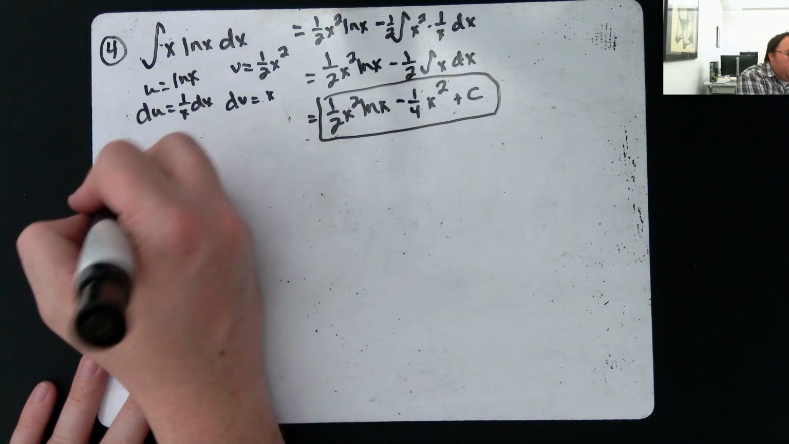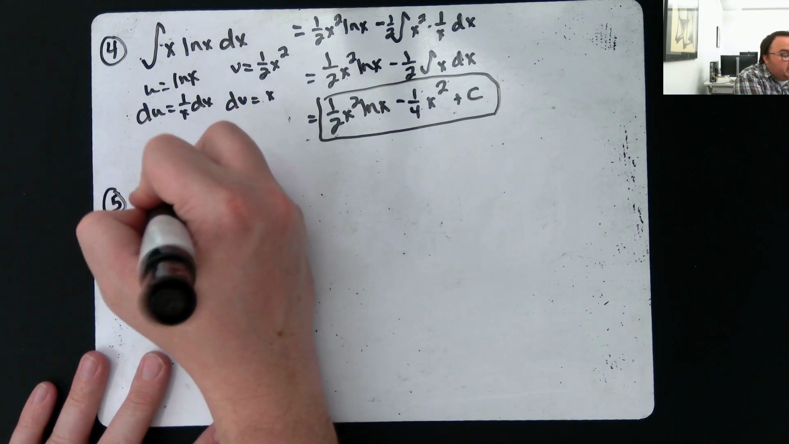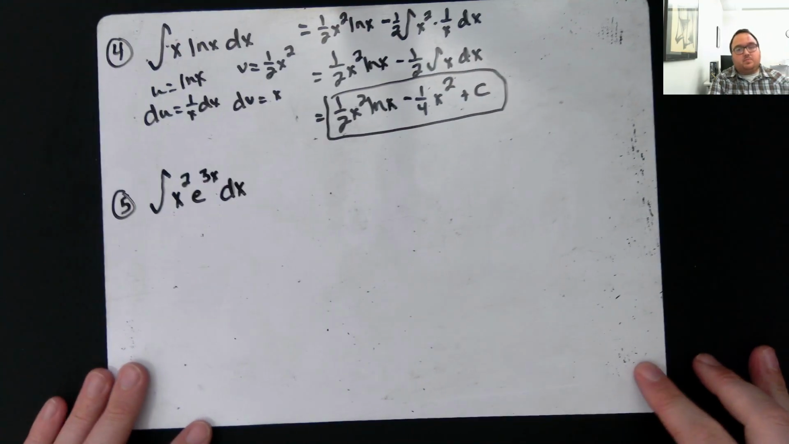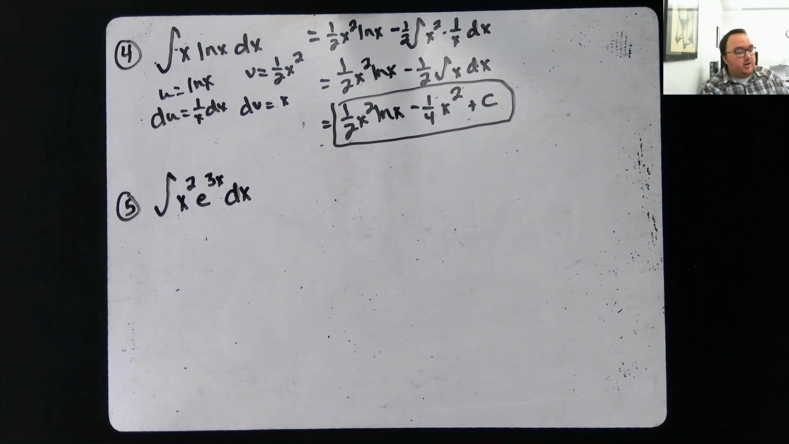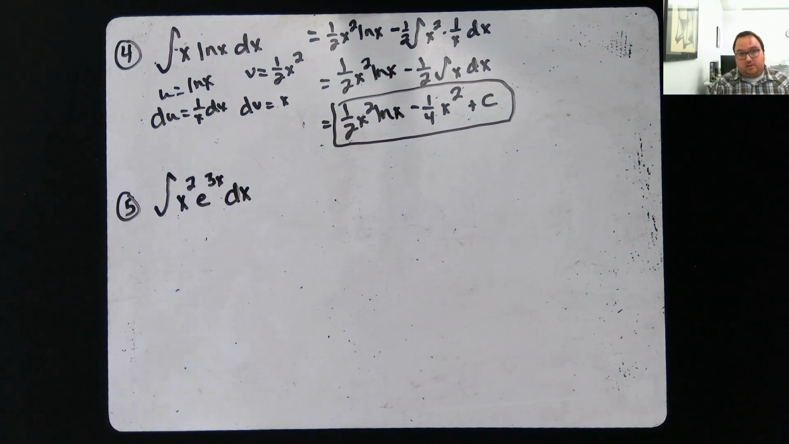Example number 5. Let's do the integral of x squared e to the 3x dx. So for this one, again, I want to find a u and a dv. Luckily here, I can take the antiderivative of either one of those. So that's good. So then what I really want is a u so that the derivative is going to bring it down, right?